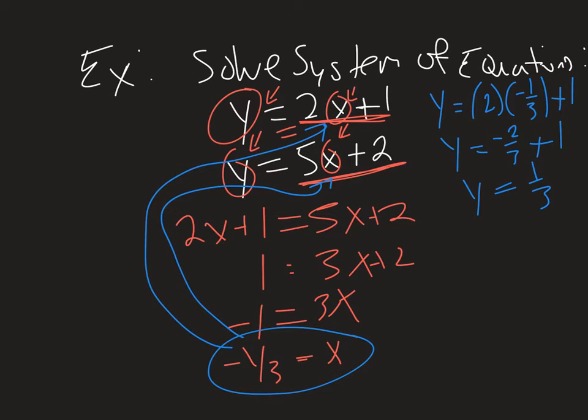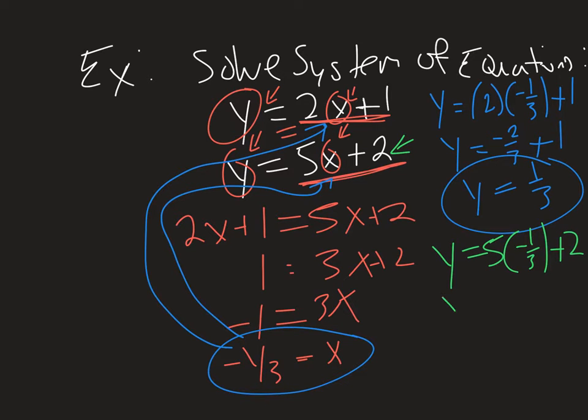Now, normally in practice when we're doing this, that'd be good enough. I'd stop there. But to show you that it does work if I plug it into this equation as well, we'll just demonstrate that it does work. So I'll take 5 times negative 1/3 plus 2, which then we can say, this will be negative 5/3 plus, and I'll go ahead and convert 2 into thirds, which would be 6/3. Y is going to equal 1/3. It is the same. It does work out.